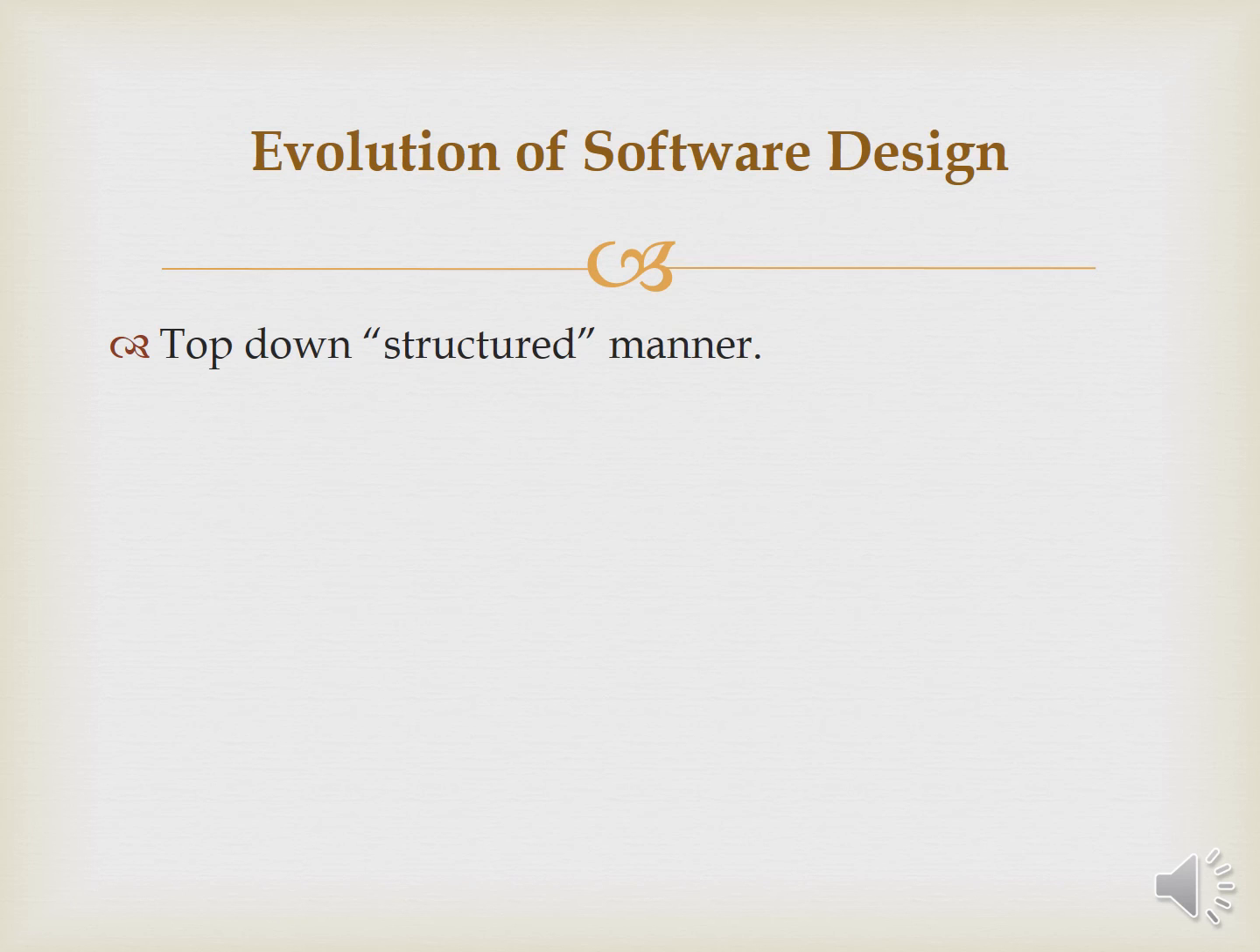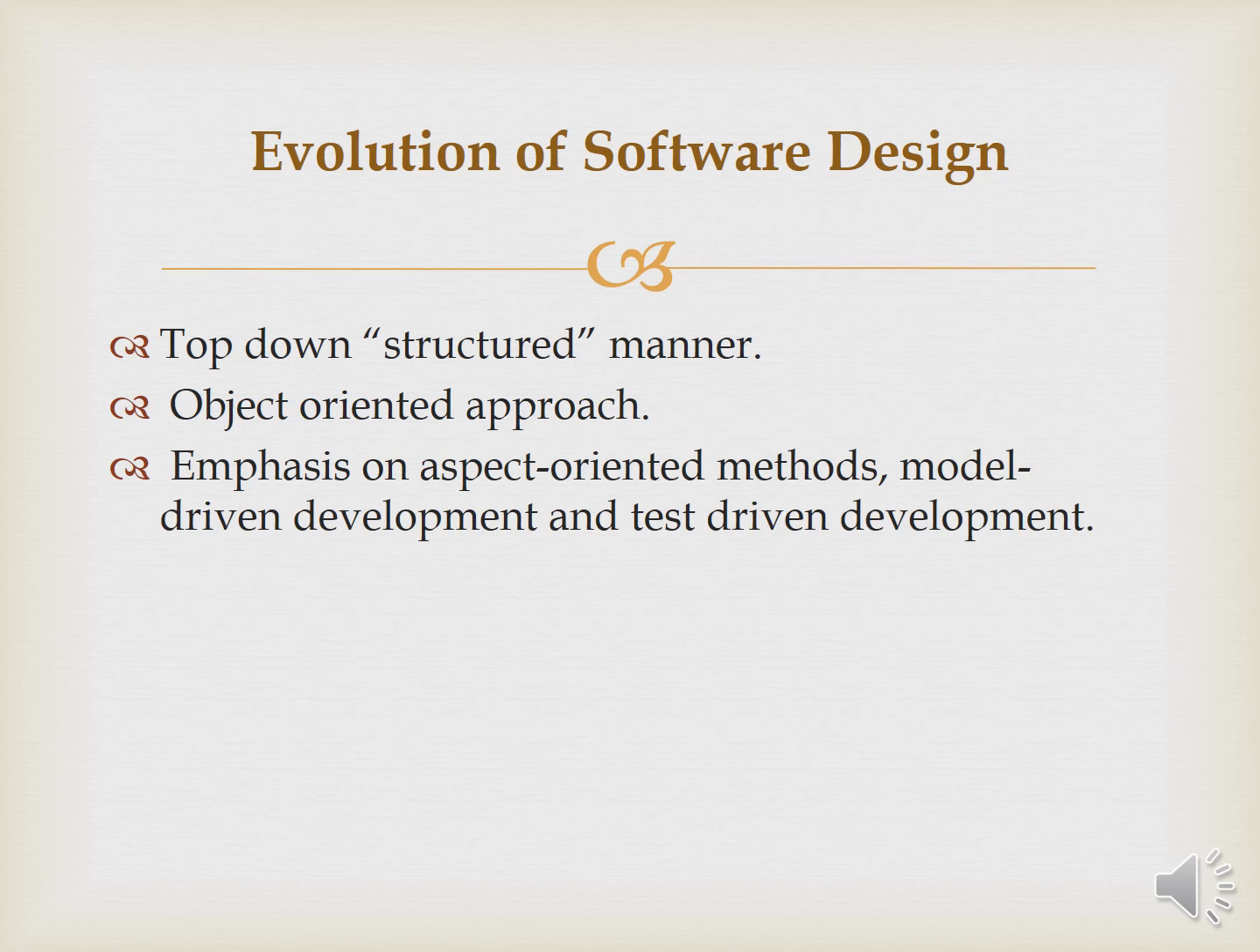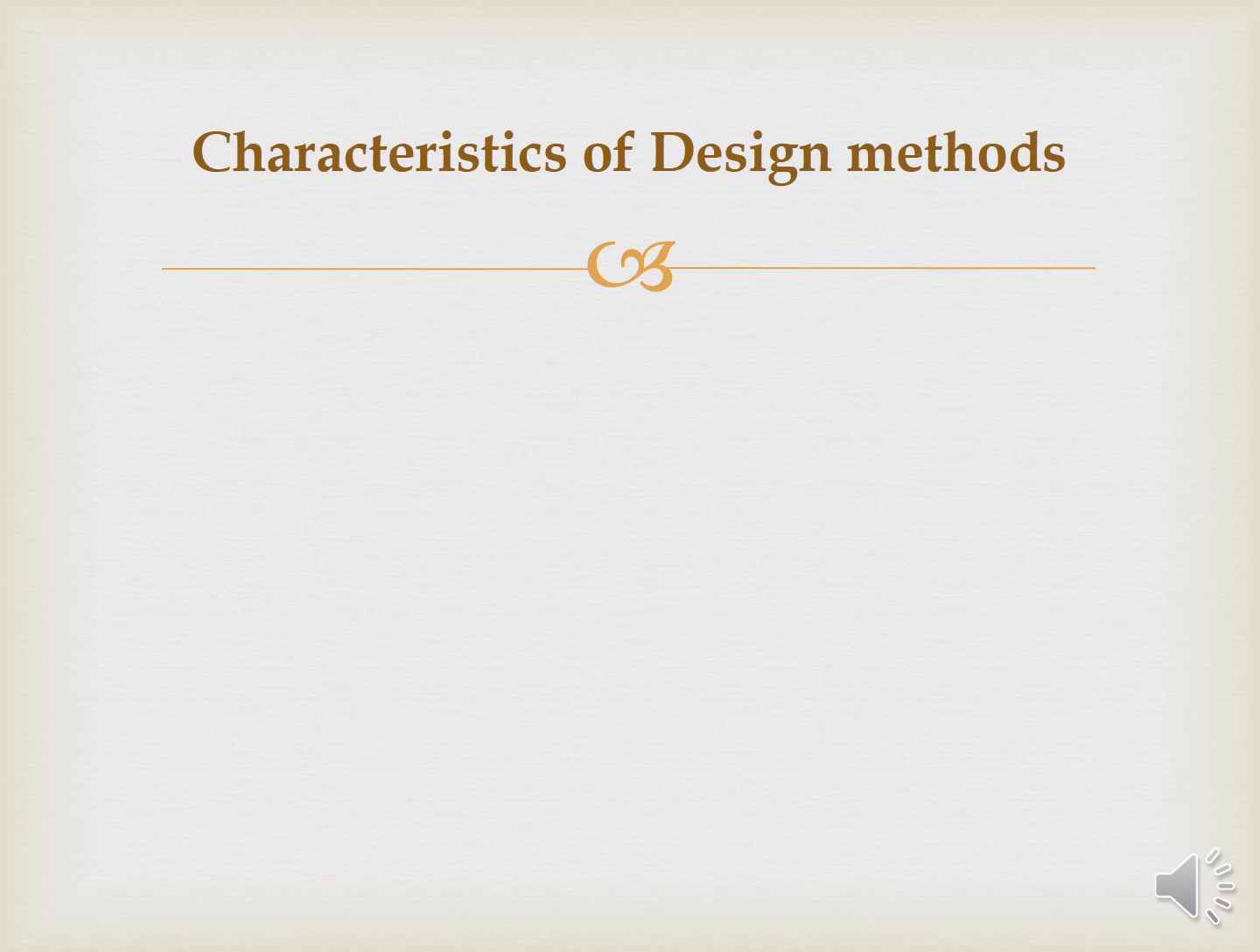Hence, we can say the evolution of software design follows the top-down structured manner. Then the object-oriented approach. Then its emphasis is on the aspect-oriented methods, model-driven development, and test-driven development. Also, we can say it has unique heuristics and notation.